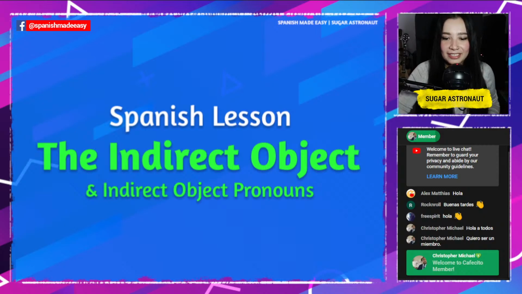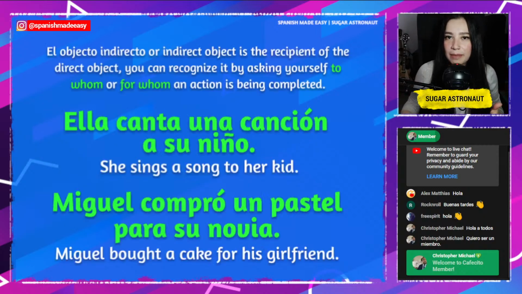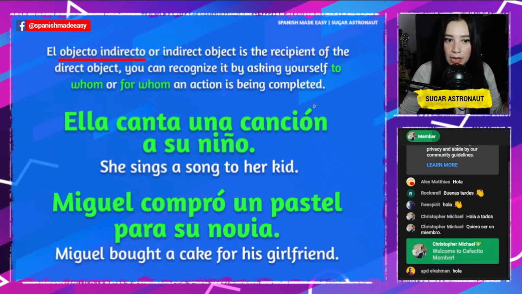Okay, let's move on. So, let's learn about el objeto indirecto. El objeto indirecto. That's in Spanish, guys. El objeto indirecto, or the indirect object. And this is just the recipient of the direct object. You can recognize the indirect object by asking yourself to whom or for whom an action is being completed. So essentially, you're doing something for someone, and that someone is the indirect object in the sentence.